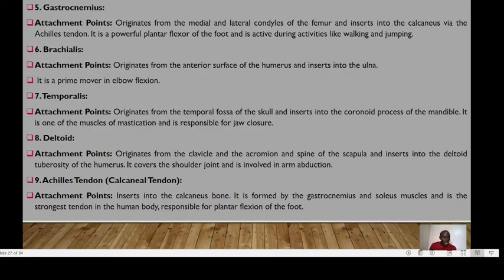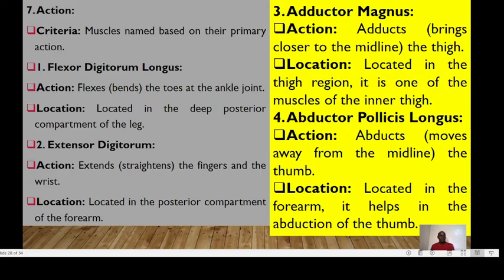We also have the deltoid muscle. Attachment points: you find that it originates from the clavicle, the acromion and the spine of the scapula, and then it inserts into the deltoid tuberosity of the humerus. It covers the shoulder joint and is involved in arm abduction. The Achilles tendon inserts into the calcaneus bone, is formed by the gastrocnemius and the soleus muscle, and is the strongest tendon in the human body and is responsible for plantar flexion of the foot.